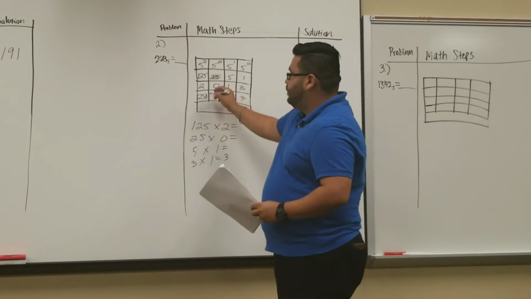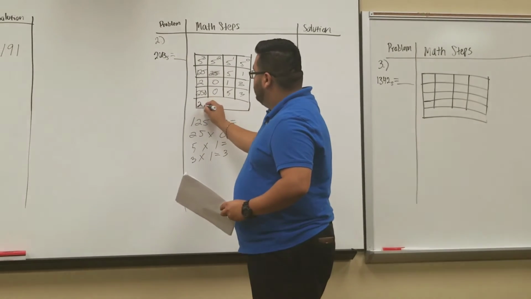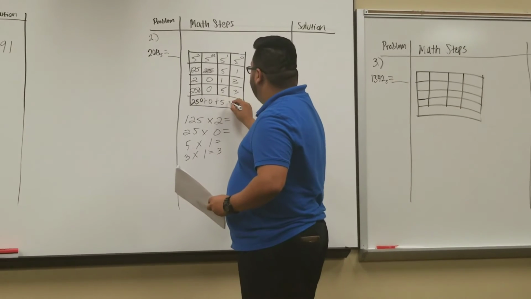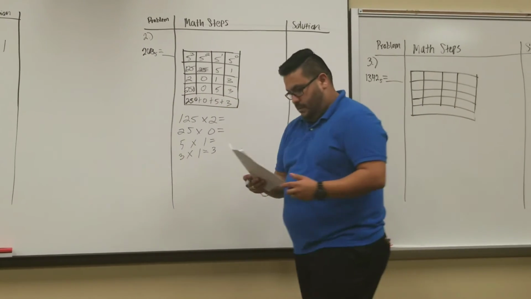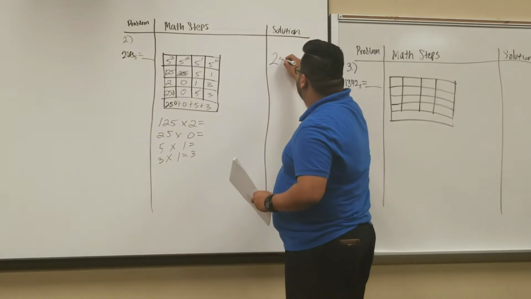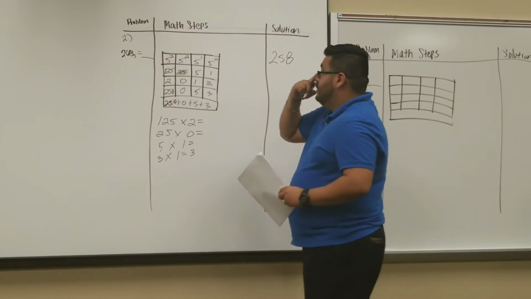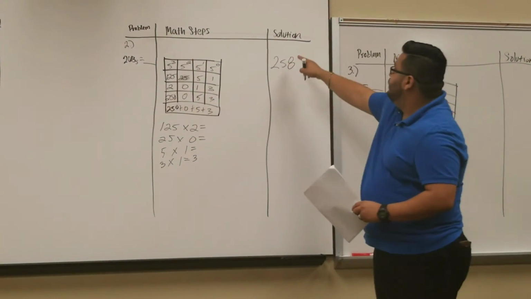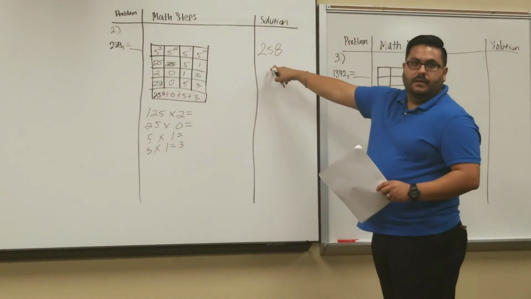Excellent. Now we simply bring these numbers down. 250 plus 0 plus 5 plus 3. Who can tell me what that is? 258. Perfect. So 2013 at base 5 is going to give you 258 at base 10.